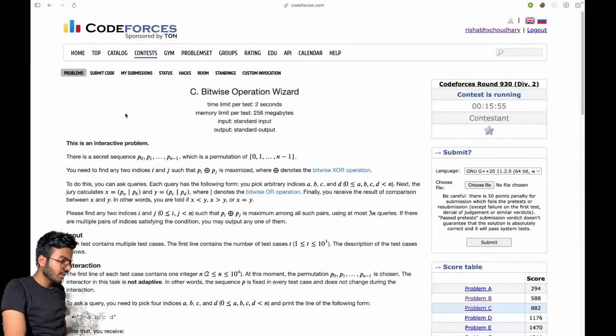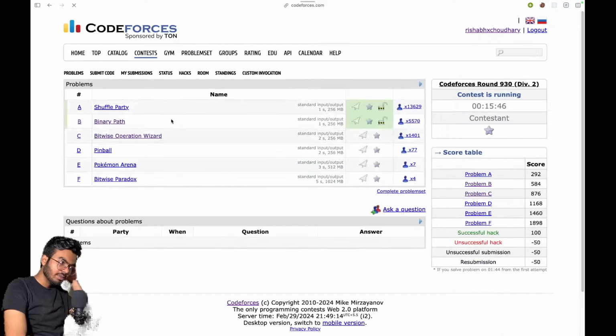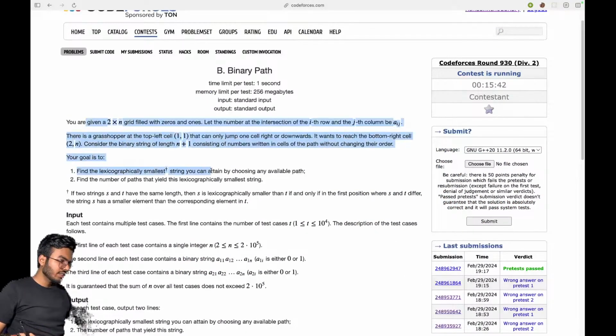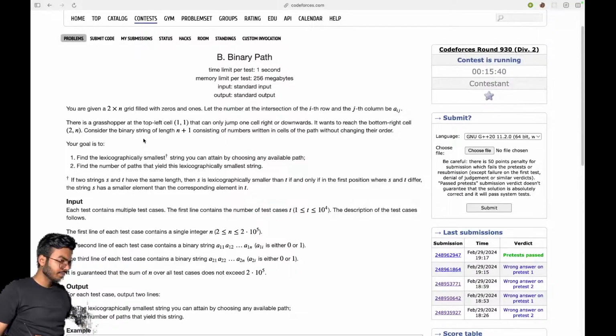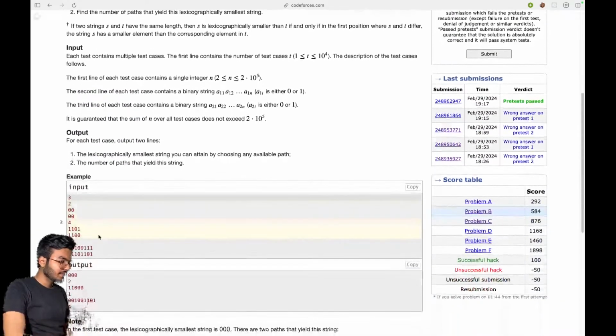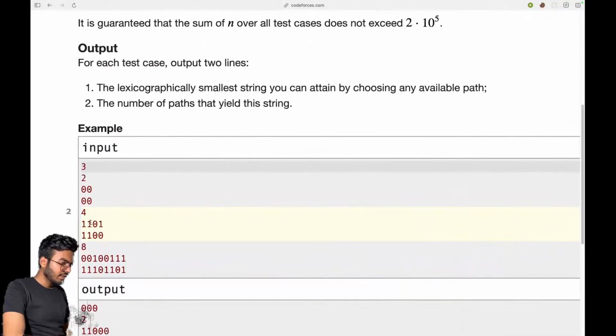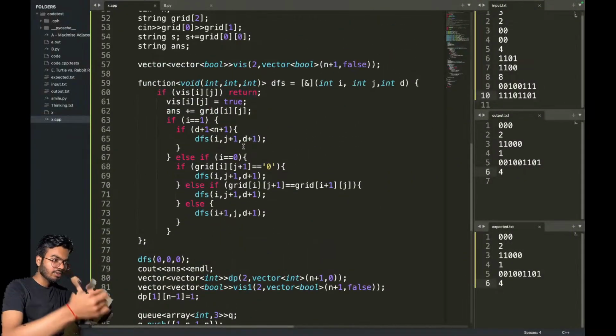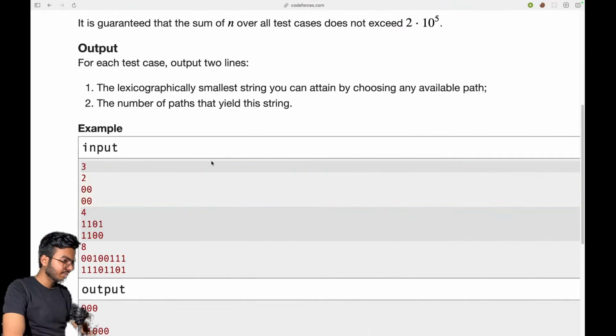Or maybe I will explain the B problem again. What we are given is a 2 by n grid like this, and to calculate the lexicographically smallest path, you can go right or down greedily. Whenever the two are the same, you can go right and down. Otherwise, you can watch the same thing again.